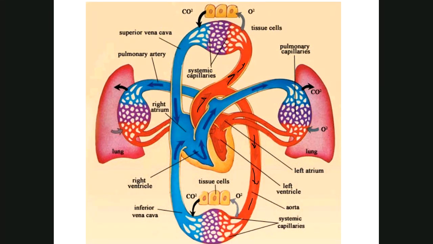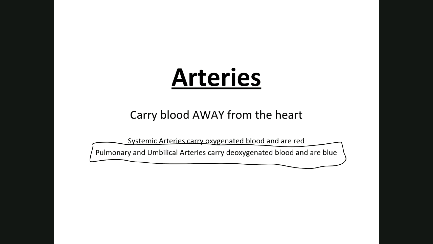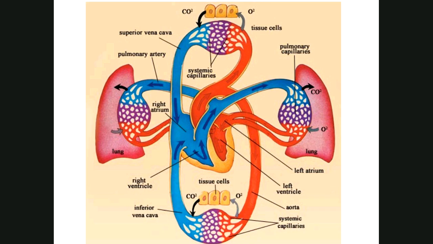But if we look at pulmonary arteries, and also umbilical, which we can't see in this picture, pulmonary arteries are also carrying blood away from the heart, but they're carrying deoxygenated blood, and so they're going to be blue. And so if we look at this, look, it's going to the lungs. These are pulmonary arteries, but they're carrying deoxygenated blood, so they're colored blue. Does that make sense to everyone?